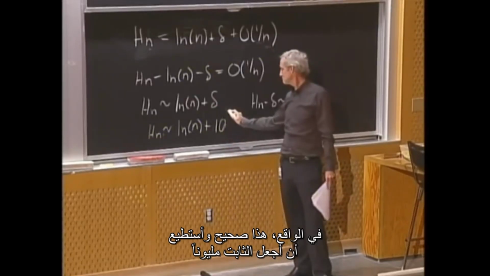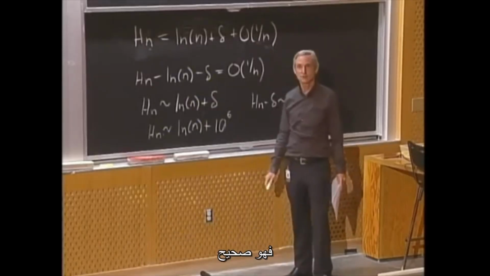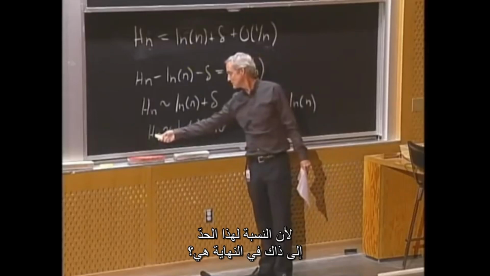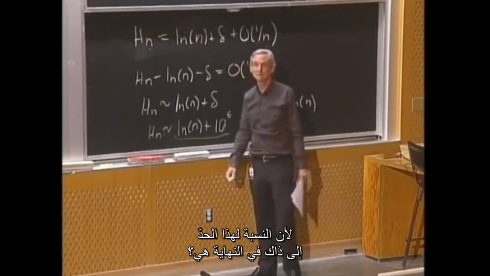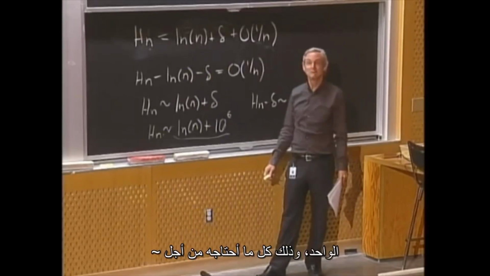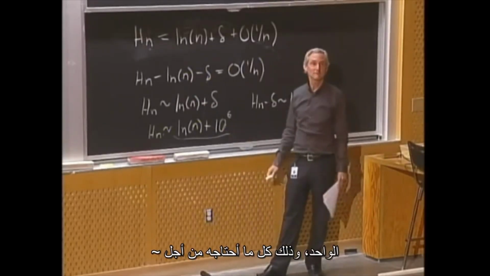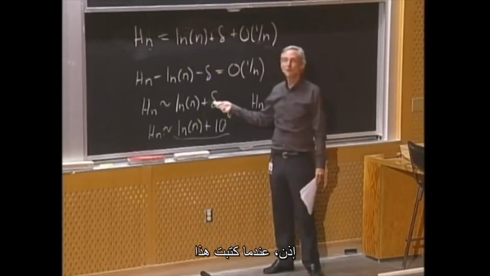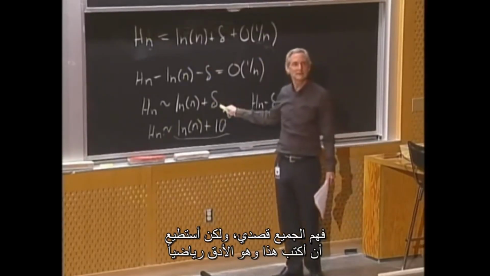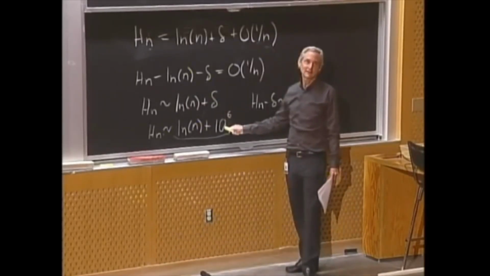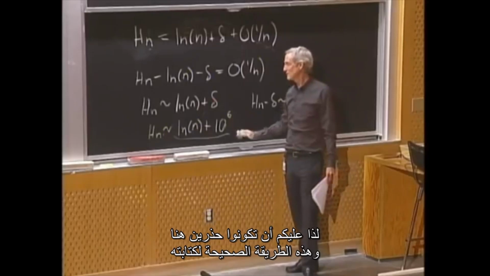I can even make it 10 to the 6 here. It's true, because the ratio of this over that in the limit is what? 1. And that's all I need for tilde. All right, so when I wrote this, everybody knew what I meant, but I could write this and be just as true mathematically. And so you've got to be sort of careful about this.